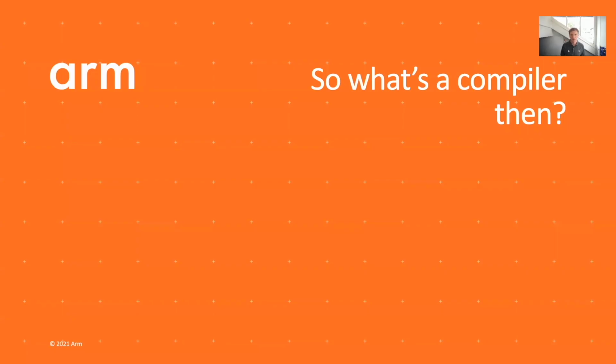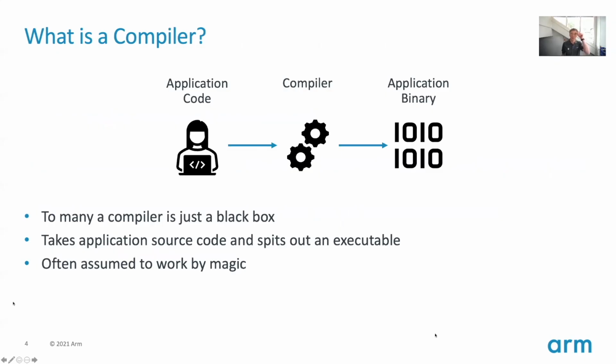Okay, so what's a compiler do? So you've got some application code, you run a compiler and it spits out a binary and you run it. There you go. Stuff in the middle is kind of a black box. You don't usually need to think about how it works, but it's kind of useful to know a little bit more about what a compiler really does.